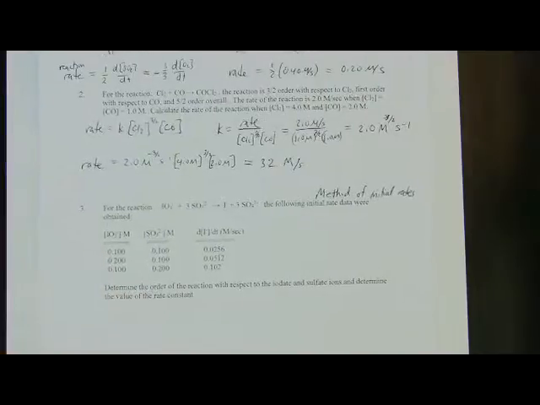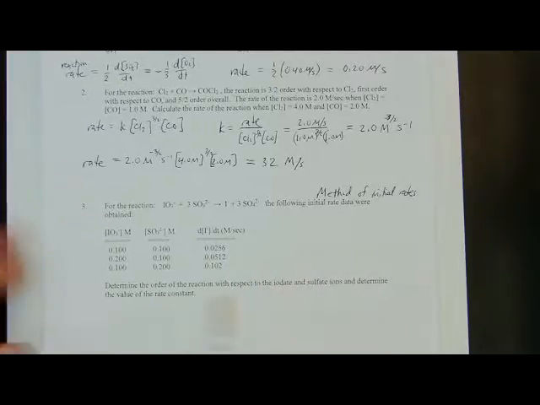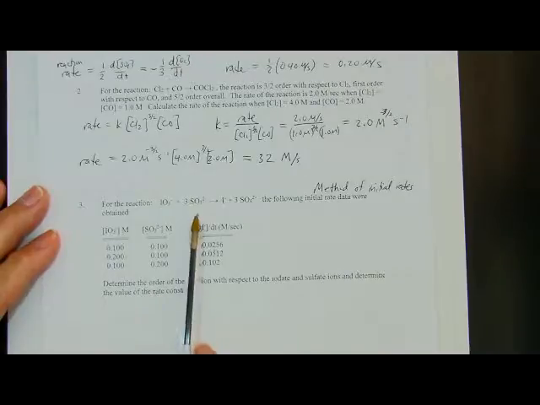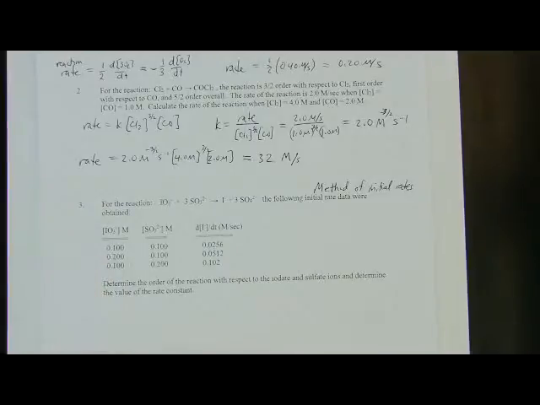So I'm going to illustrate the method of initial rates by doing an example here. We've got iodate reacting with sulfite to form iodide and sulfate. So we've got 3 different experiments. We mixed together some iodate and some sulfite and measured the initial rate. There are different ways of measuring what the rate is when you put these things together.